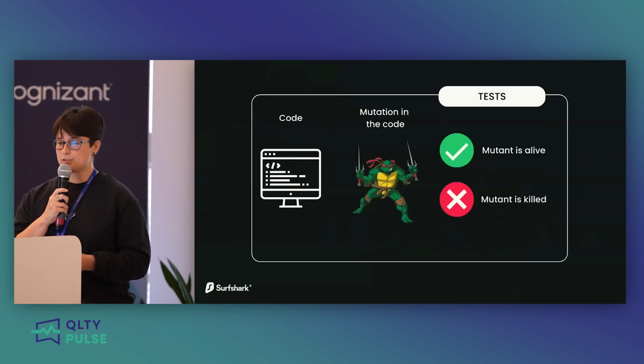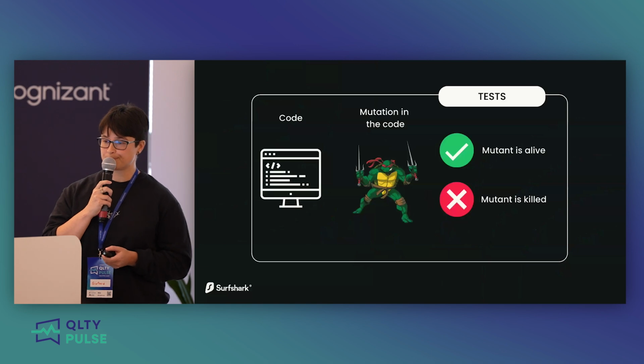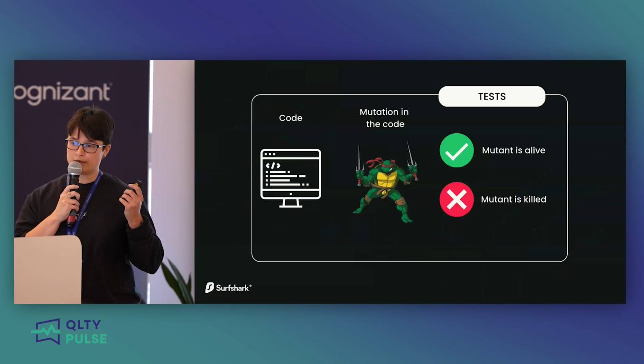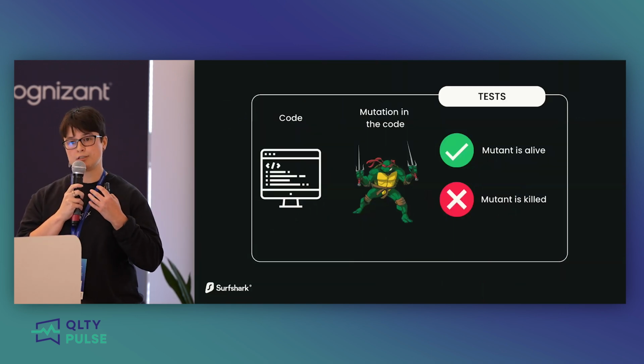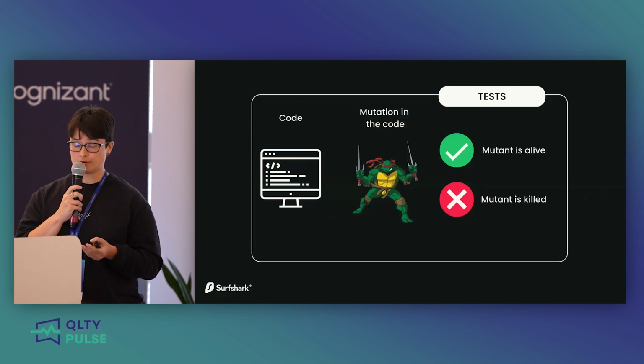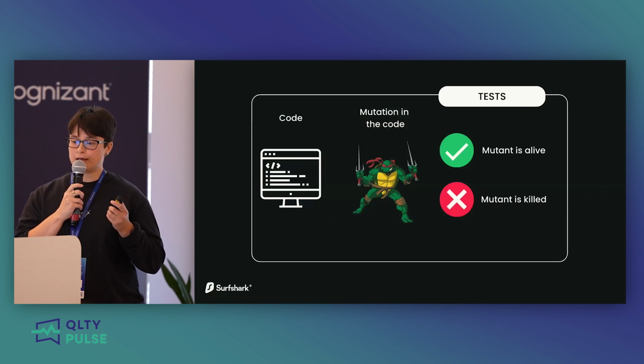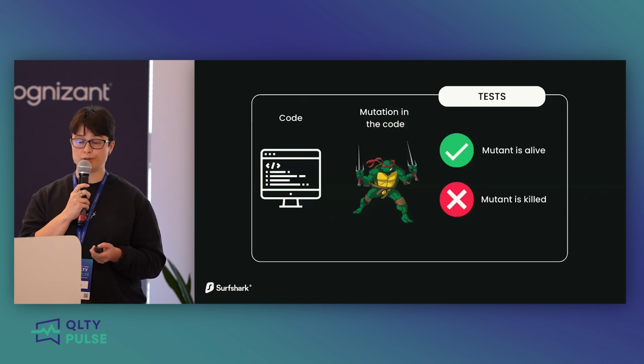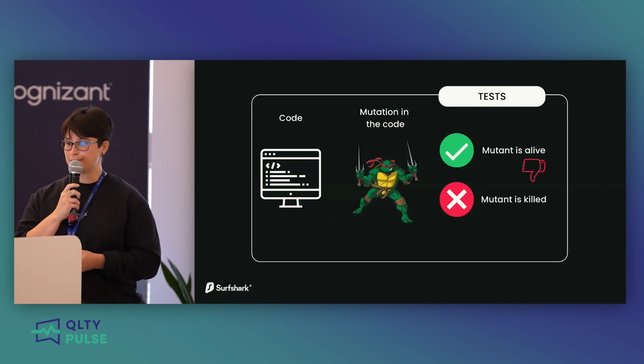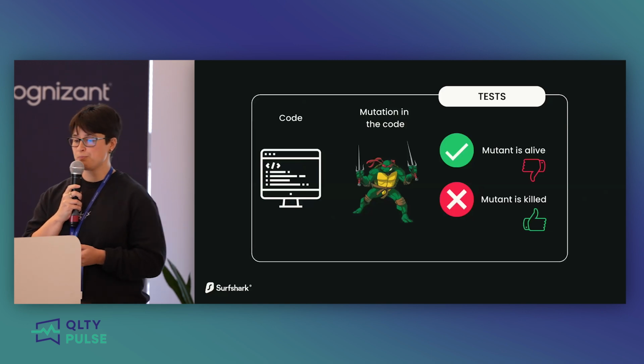So how it works and what it does. You have a code, and the mutation testing tool just changes the code, injects flaws, or mutants, into the code and runs tests. And it's a bit vice versa. So if the test is passing, that means the mutant is alive, and that's bad, because it didn't catch the change. And if the test is failing, that means the mutant is killed, and surprise, surprise, you caught the change.